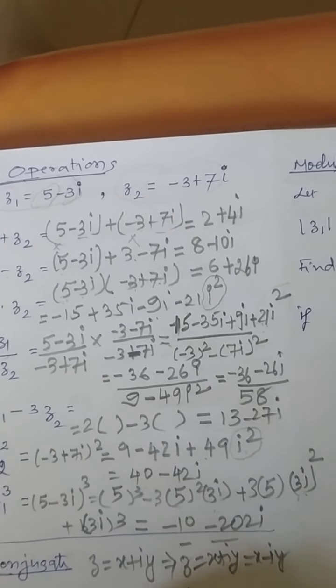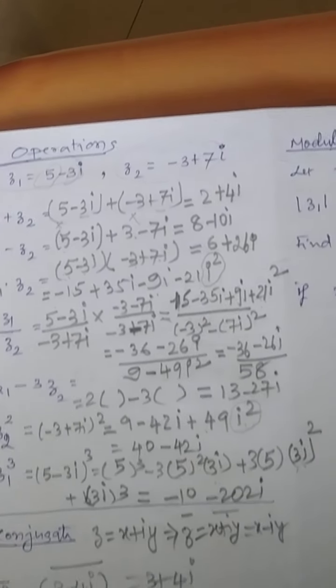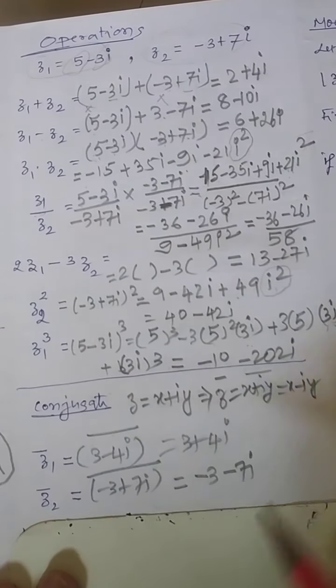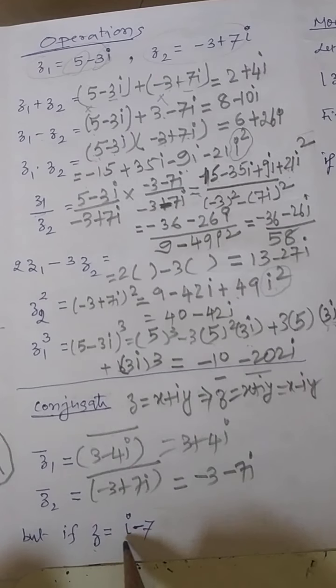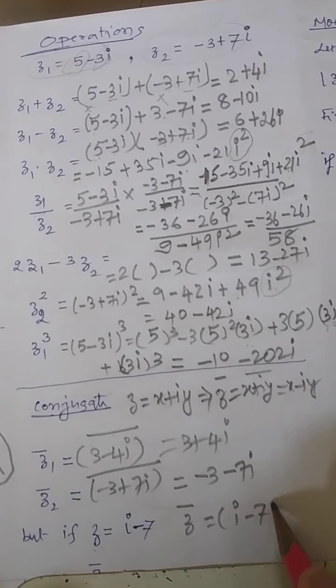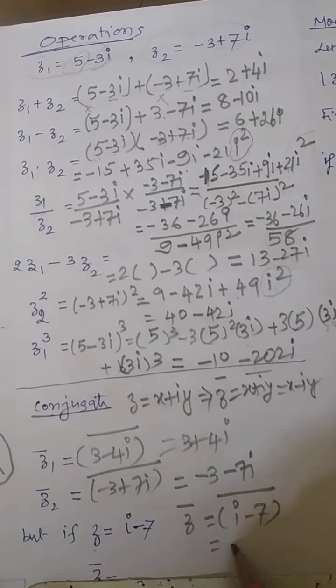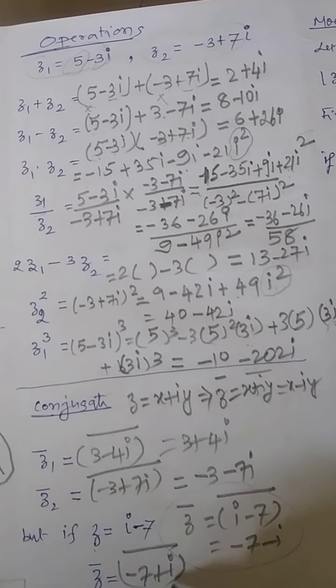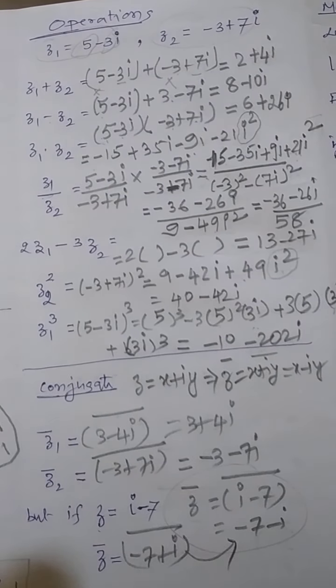If z2 is minus 3 plus 7i, its conjugate will be nothing but minus 3 minus 7i. We are changing the sign. Suppose z is i minus 7 and the question is asked about what is z bar, then it will be nothing but (i minus 7) the whole bar, and you will get minus 7 minus i. Now the question is how it has been done, because generally it is written in this form, and we change the sign of i only. Is it okay? Two more questions.